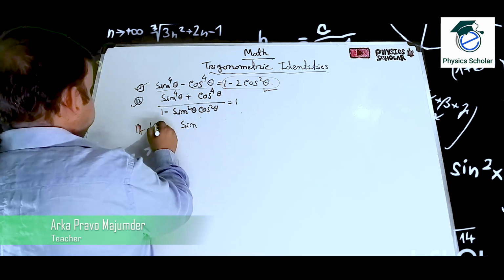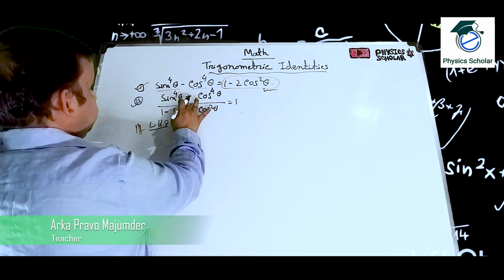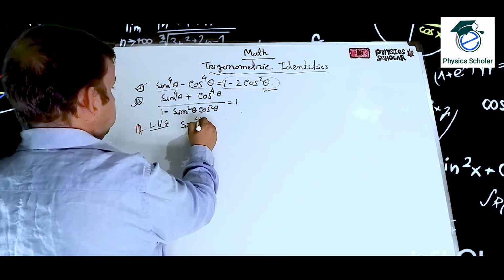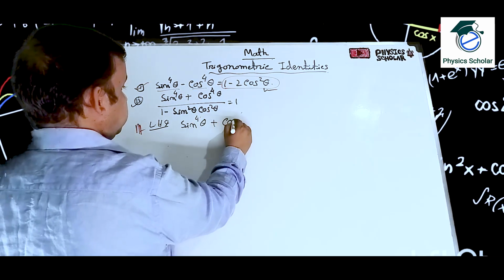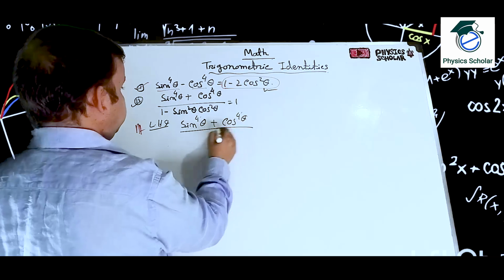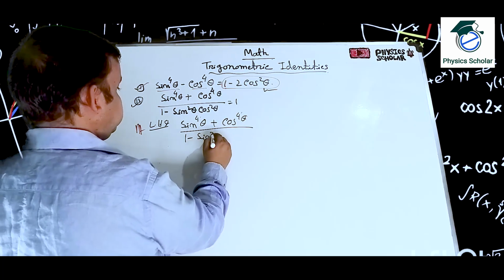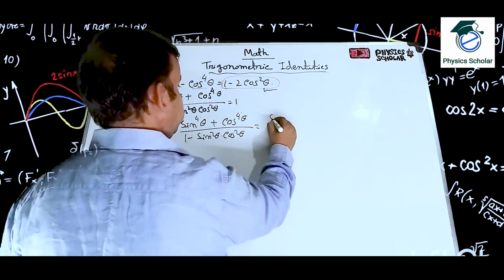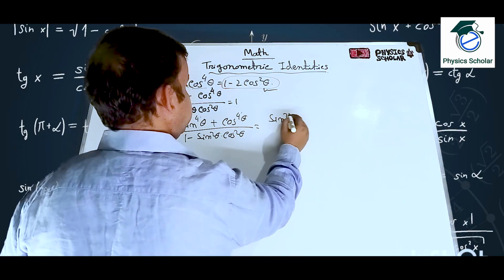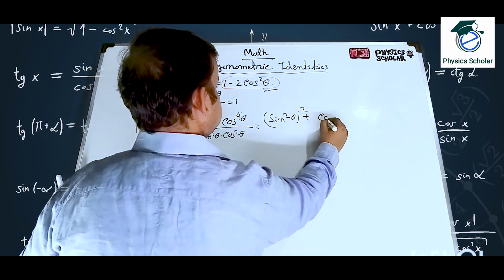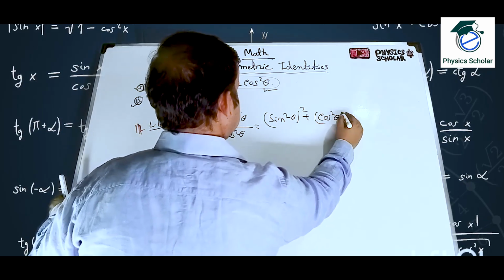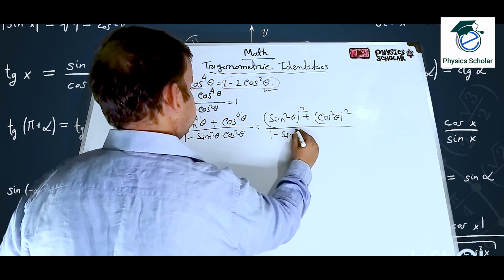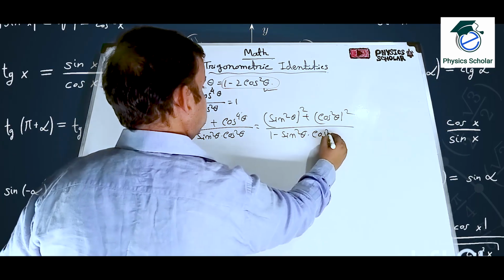So we have to prove it. It is also the left hand side. What? Sin to the power 4 theta plus cos to the power 4 theta divided by 1 minus sin square theta into cos square theta. So I am writing sin to the power 4 theta plus cos to the power 4 theta whole divided by 1 minus sin square theta into cos square theta. Clear? So sin to the power 4 theta, how can you write it? Just like before, sin square theta whole square plus cos square theta whole square divided by 1 minus sin square theta into cos square theta.